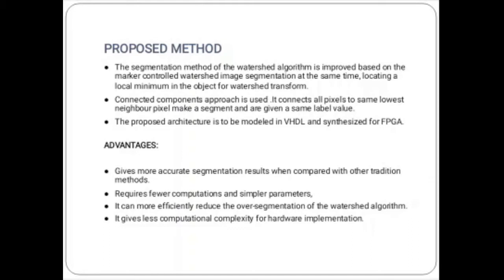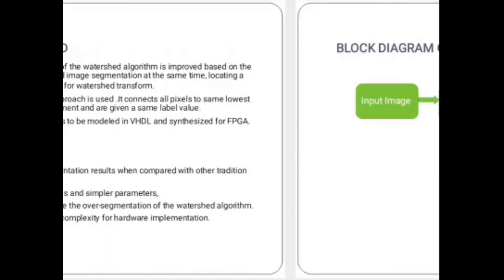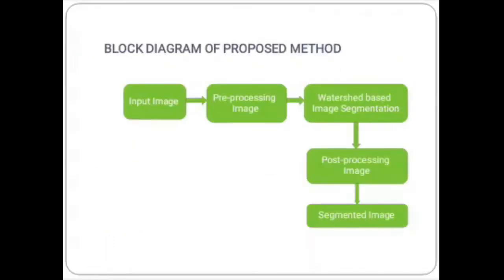This connected components approach is based on a few criteria. Let me explain here in this slide. I'm going to explain this proposed method: input image, pre-processing image, watershed based image segmentation, how it is carried out for the processed image, and how the final segmentation image is obtained.